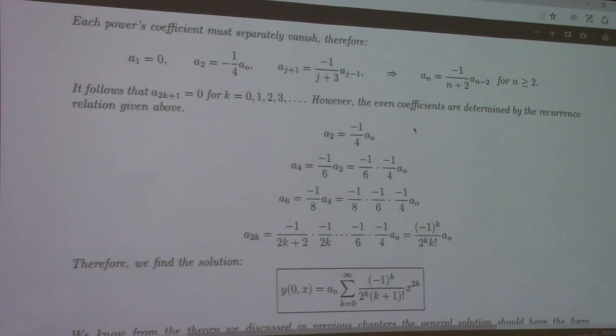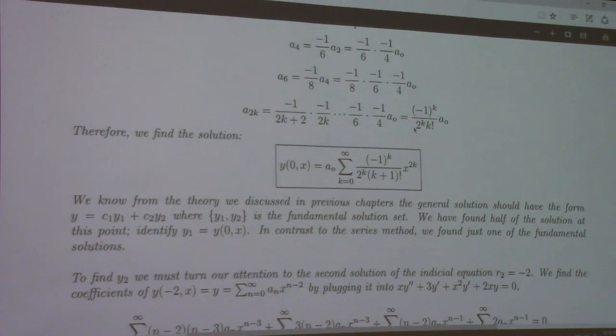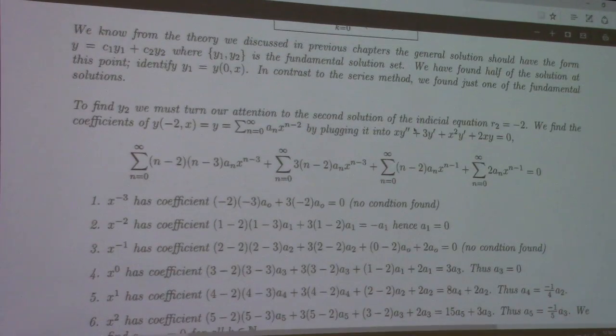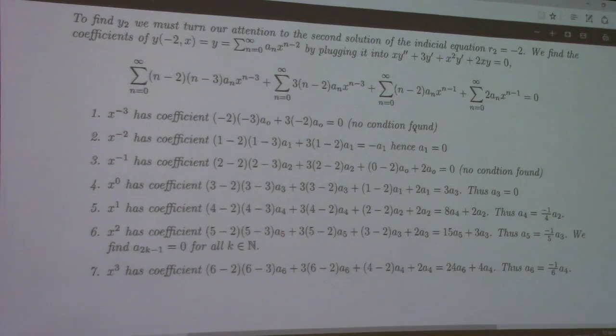But like I said here, we're missing a solution then, right? So where's the other one? Well, the other one comes from looking at the index of minus 2 in this case. And this one's kind of quirky. The minus 2 one, when you look at it, you get A1 is 0, no condition on A naught. This forces, no condition.